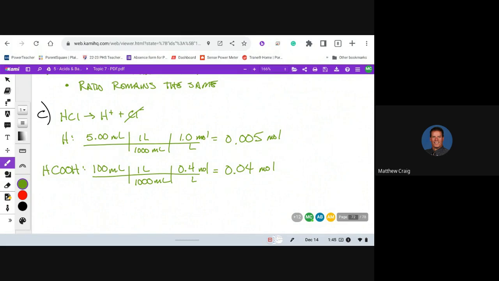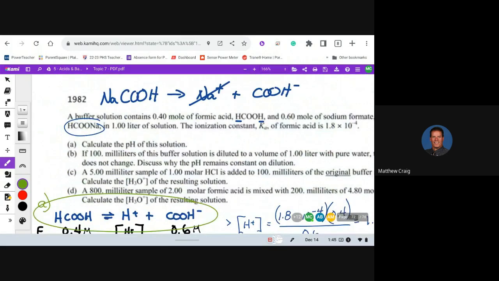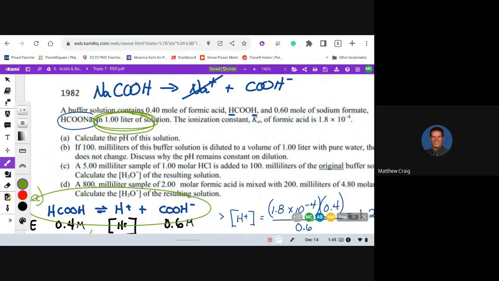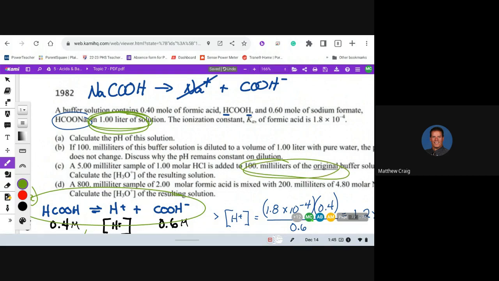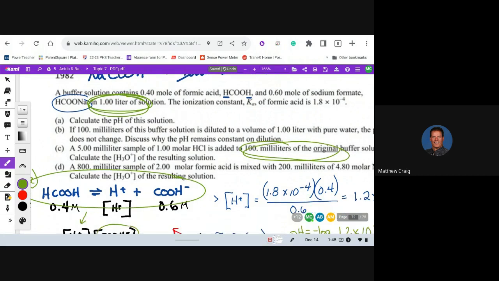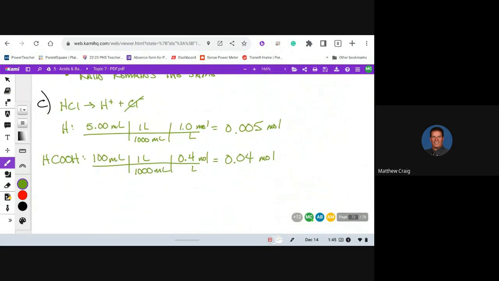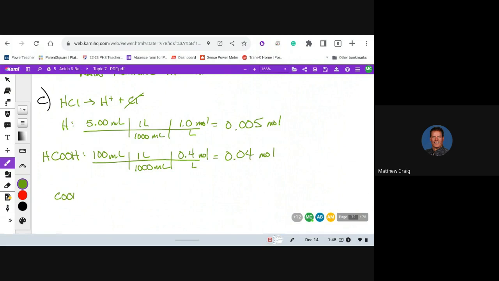So we had 0.4 moles of the acid diluted in 1 liter of solution. So we're only taking 100 milliliters of the original. Okay. Yeah. 100 mil. So we're going to dip some out. And then the COOH negative, 100 milliliters of that. And 1 liter, 1,000 milliliters. That one's 0.6. Oh, it's in solution. Okay.